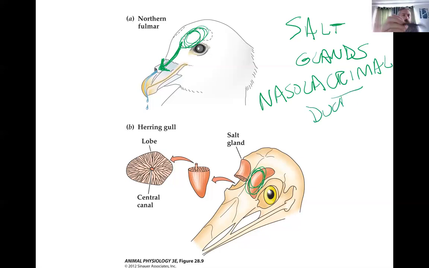That nasolacrimal duct comes out and it allows them to drain a very, very concentrated saltwater solution. It kind of makes them look like tears, or like they're crying. Okay, they're not. They're just getting rid of this excess salt from their diet.